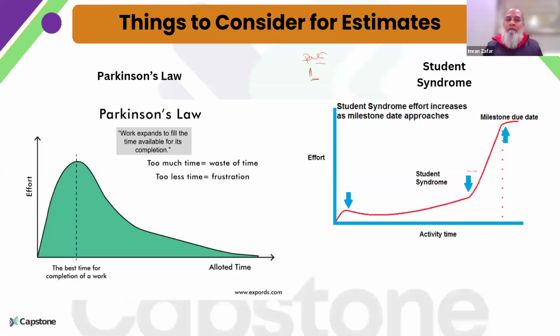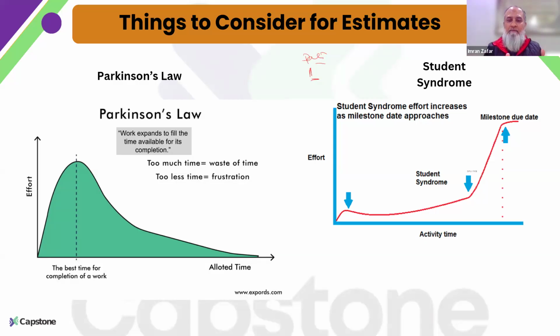Student syndrome is that whenever any milestone is coming, your efforts increase, and before that maybe you are wasting time, and this happens with all of us. The example related to exams is very relevant to all of us, or maybe any assignments that we need to complete. So again, like with Parkinson's law, how can we avoid this student syndrome in the team?